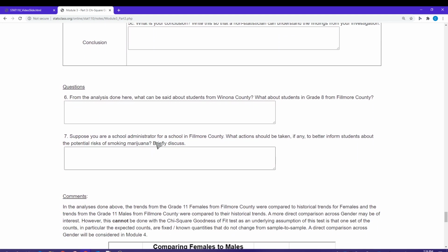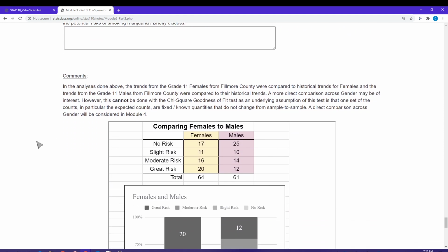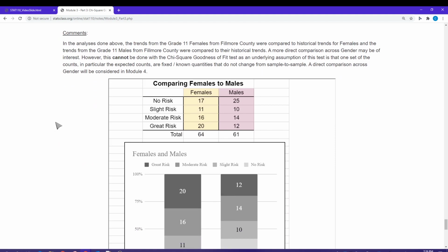A couple additional questions down here about scope of inference and what actions should be taken. So go ahead and give your best attempt at those questions. Again, after you submit the notes, you can see my solutions.